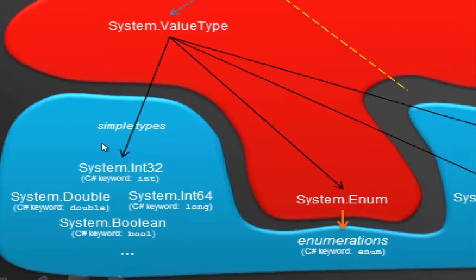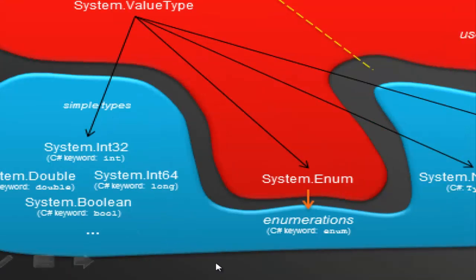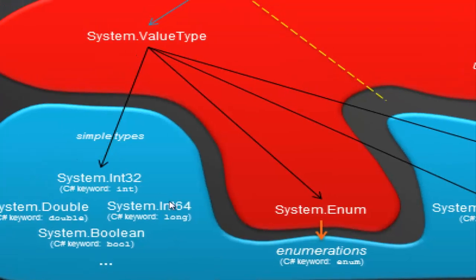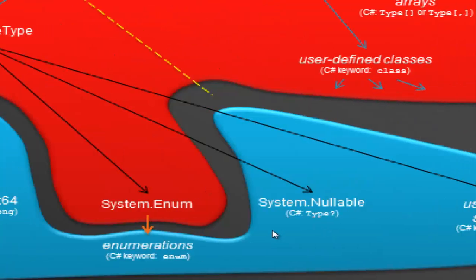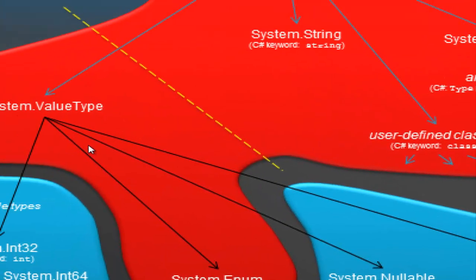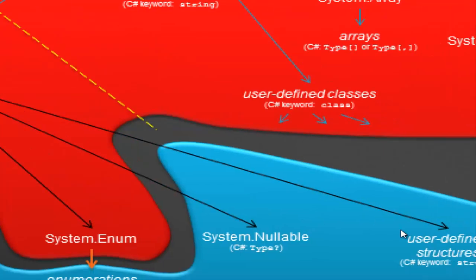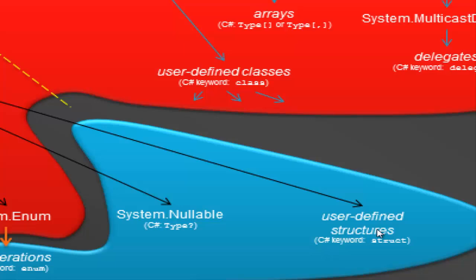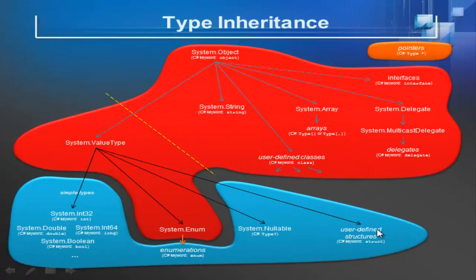So from the system.value type, you get this set. You also get the enumerations that you are thinking of using. So all your enumerations that you create will be inherited from system.enum, and that enum in turn derives from the system.value type. And there are other types. One is system.nullable, which in turn derives from the system.value type. Also the user defined structures, whatever struct that you are creating, all of them in turn inherit from the value type. However, there is a distinction.